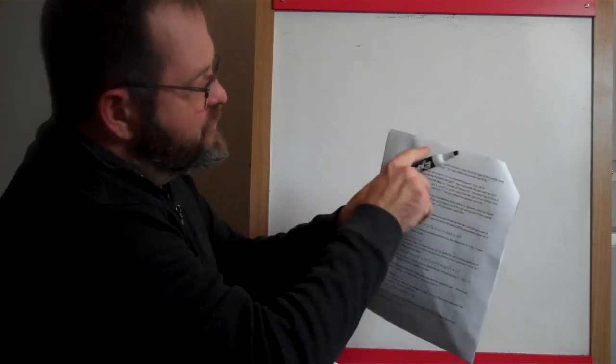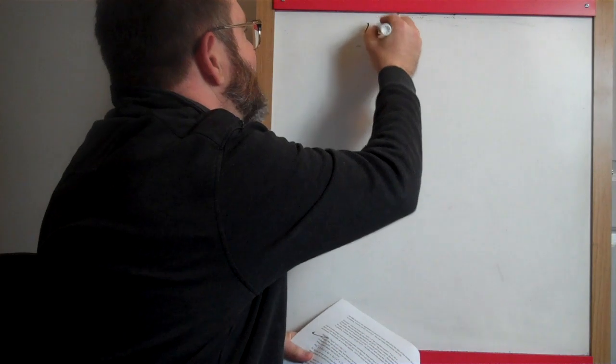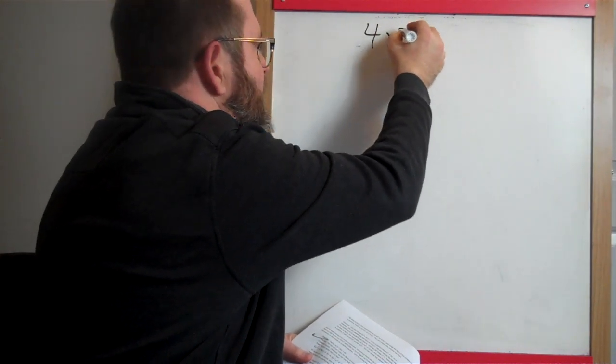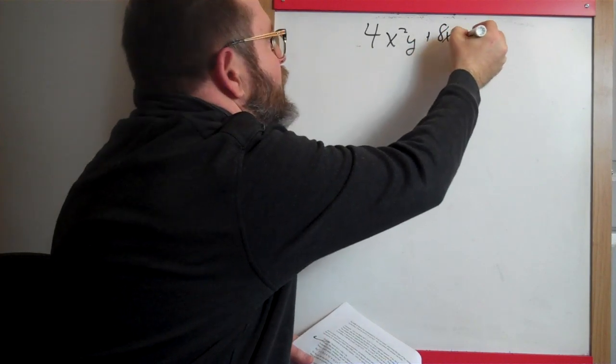Let's do the first example. Okay, so on page 4, it's this one right up here, about a third of the way down. It's asking us to factor this expression: 4x squared y plus 8xy plus 4y.